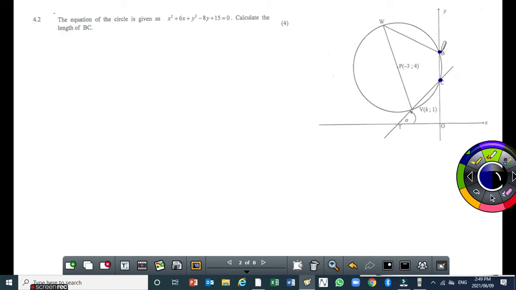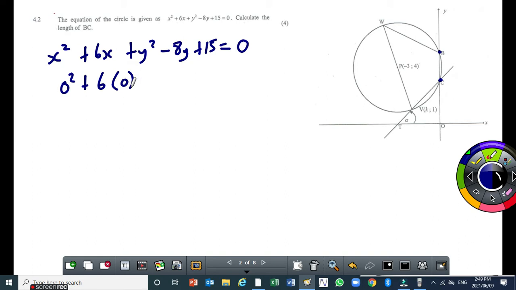We substitute x equal to 0 into that equation. So our equation is x squared plus 6x plus y squared minus 8y plus 15 equal to 0. Where there is x here, we will put 0. Why are we putting 0? Because point C and point B are along the y-axis. Along the y-axis, x is 0. So that's 0 squared, 6 times 0. Now, it is wise for you to show the step where you substitute x equal to 0, because it may be given a mark. Okay?